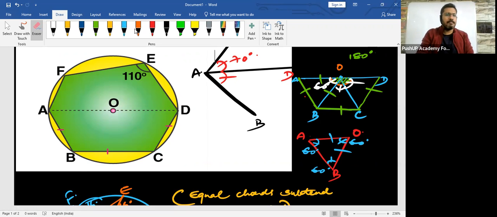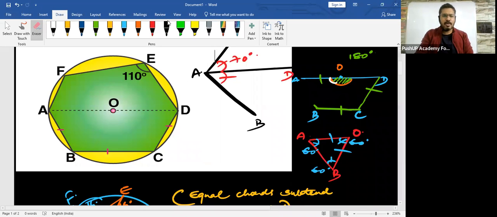Yes, Shazia? OB and OC, are they equal? Yeah, they are equal because OB and OC are what? Radii of the same circle. Right. Will you all write the statements and the reasons on your own? You can do it, no? Yeah, let's move on to the next sum.